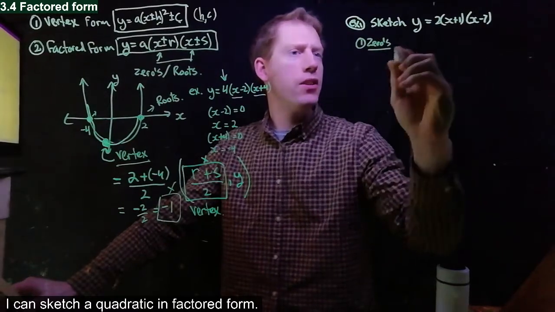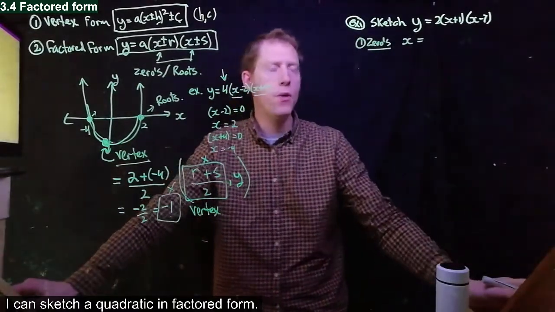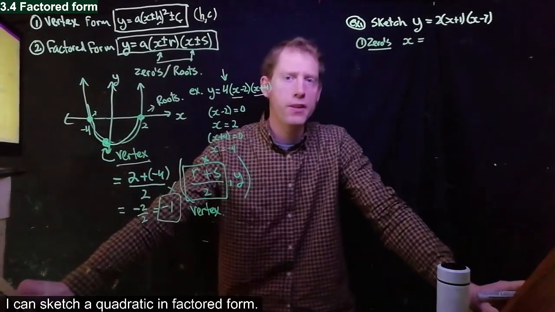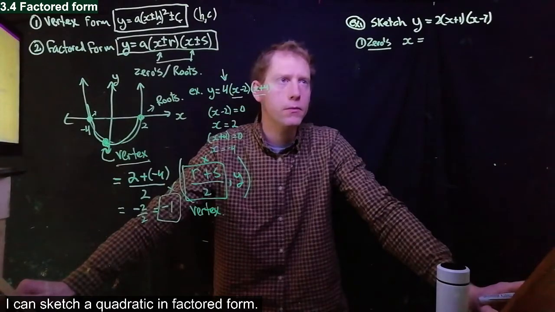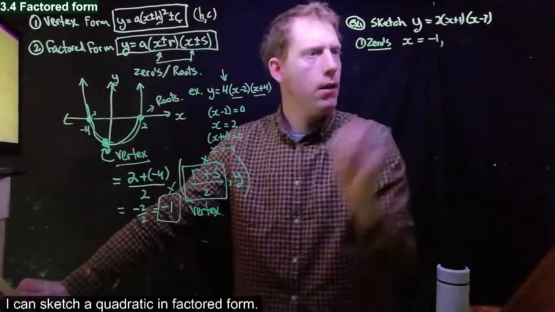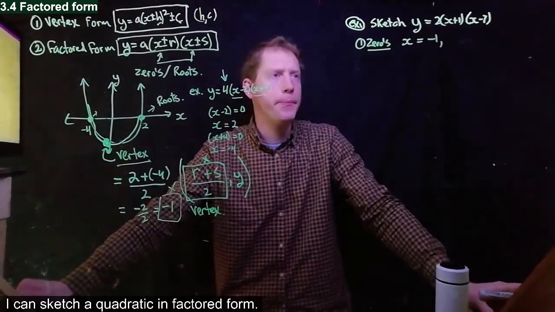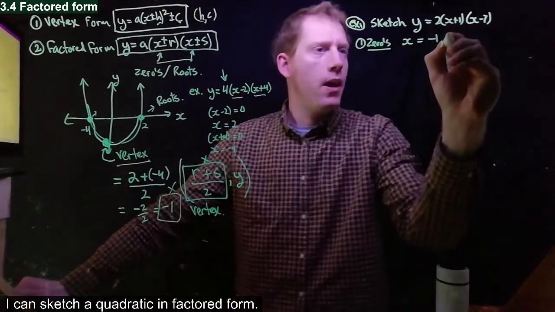You set these equal to 0, so the zeros are x are equal to what? Billy, what is one of the zeros? X is equal to negative 1. Yeah? And what's the other zero? Equal to positive 7.